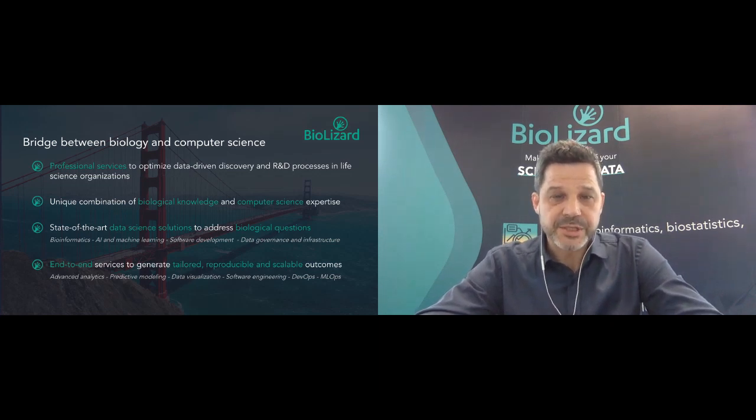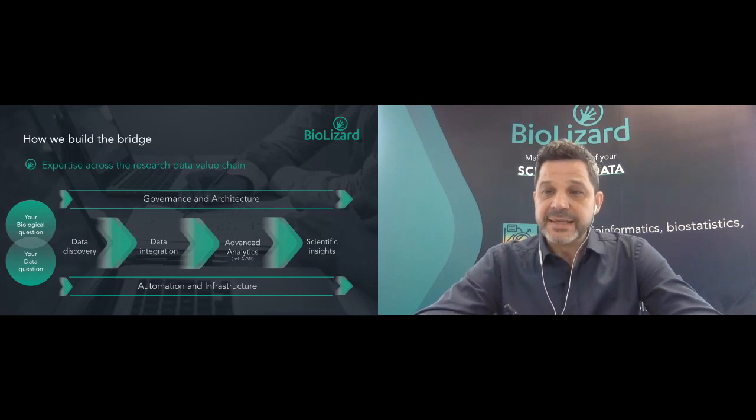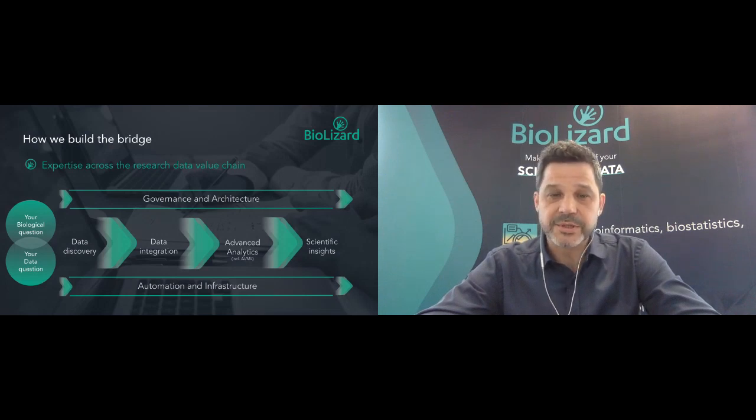So how do we build this bridge? We basically have expertise across the whole data value chain. Typically, customers come to us with either a biological question or a data question, or ideally, of course, with a combination of the two. We then guide them through the life cycle of data: data discovery, understanding what type of data is available, data integration, putting it all together, and advanced analytics, which also includes AI and ML, with the goal to provide scientific insights. In support of that, we also provide automation and infrastructure advice, and on a more design level, we can give you guidance on data governance and data architecture.